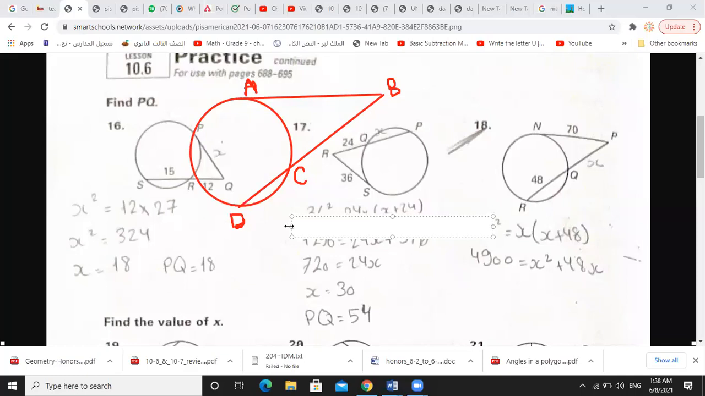AB to the power of 2 equals BC times BD. Multiply, right? So it will be AB to the power of 2, which means AB times AB equals BC times BD. Okay, then AB squared, which means AB times AB equals BC times BD.